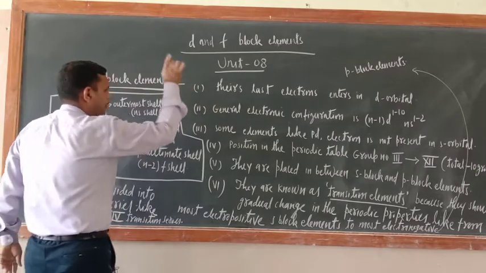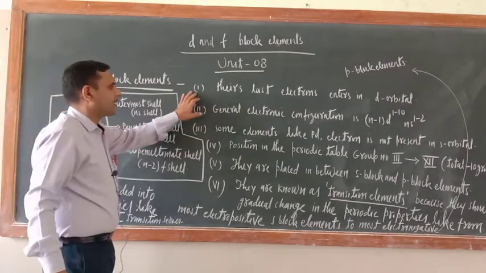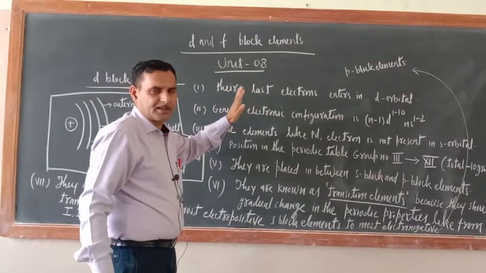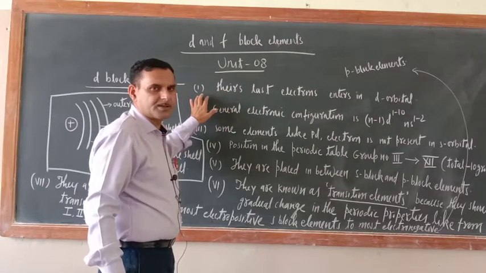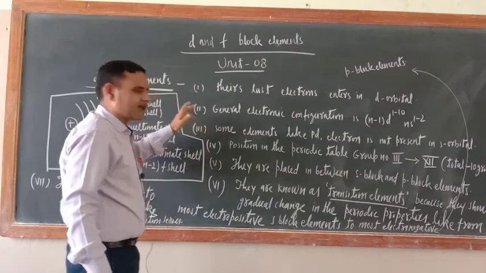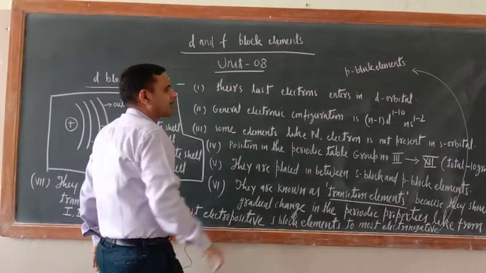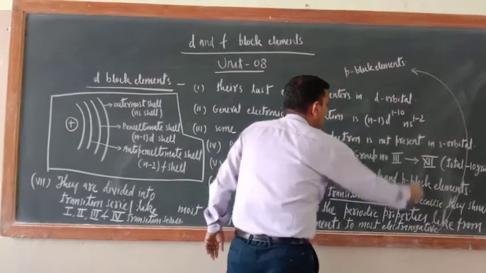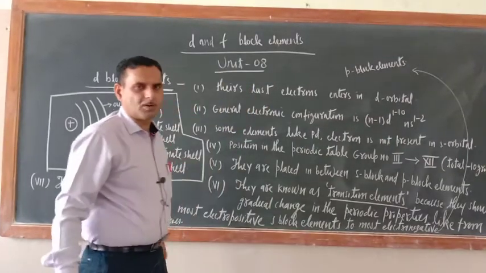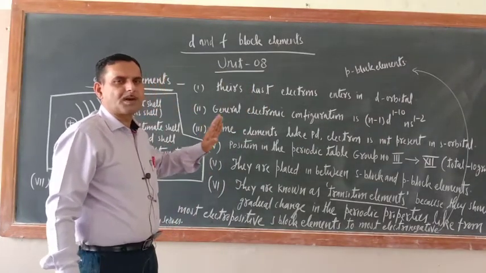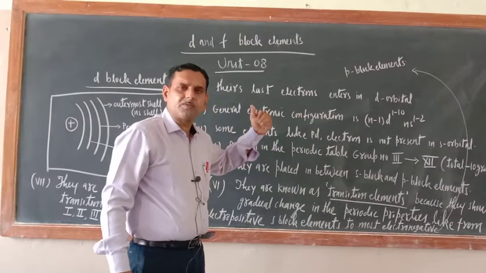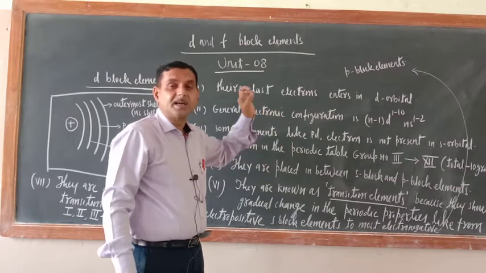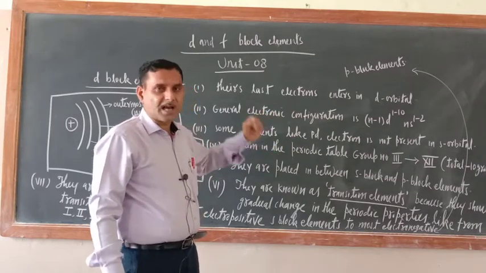Just see the introductory points I wrote here. Why are they known as D block elements? Because their last electron enters in D orbital. That is why they are known as D block elements. Next thing is, what is their general electronic configuration? Their general electronic configuration is (n-1)d1 to 10 ns1 to 2. What is the meaning of n here? n is the principal quantum number. n-1 means last but one shell, which is known as the penultimate shell.